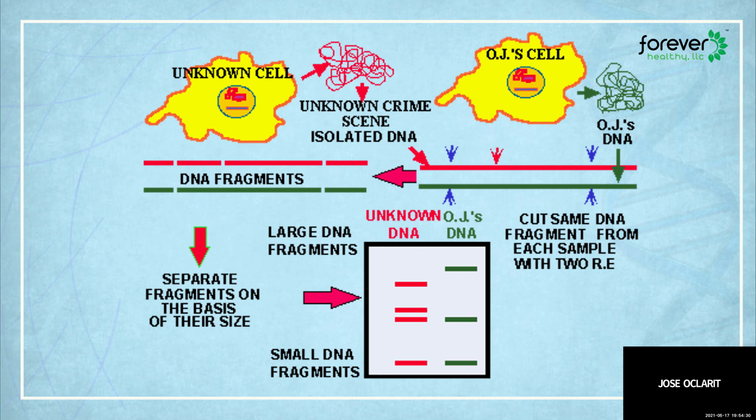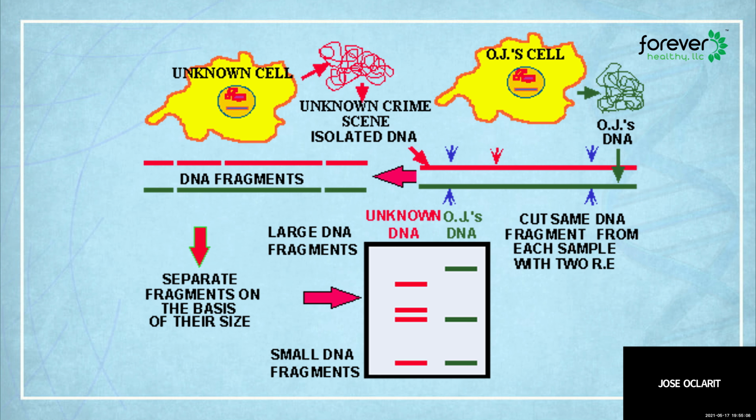Do you know the case of O.J. Simpson, the pick of the crime? There is an unknown cell in the scene. It was isolated, and the O.J. Simpson cell was also isolated, and later on was fragmented using the restriction enzyme. Then the unknown DNA in the red one reveals that there are common fragments compared to O.J. Simpson's DNA, and therefore O.J. Simpson was the murderer in the crime scene.